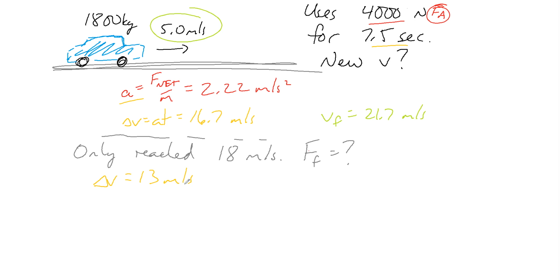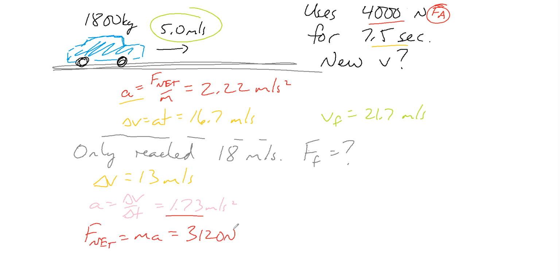Our acceleration would be the change in v over change in t. So we've got 13 meters per second, and we will divide that by the 7.5, and we get an acceleration of about 1.73 meters per second squared. Once you've got acceleration, this is when we can find our net force, because ma always gives your net force. So we'll use the 1.73, multiply that by the mass of 1,800 kilograms, and we get a net force of 3120 newtons.